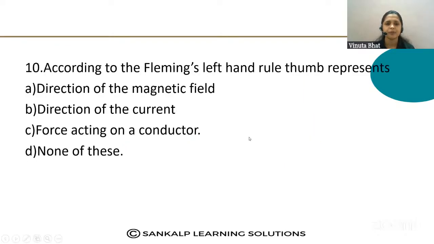Next question. According to Fleming's left hand rule, the thumb represents: the direction of the magnetic field, the direction of the current, the force acting on a conductor, or none of these. So what does Fleming's left hand rule say?